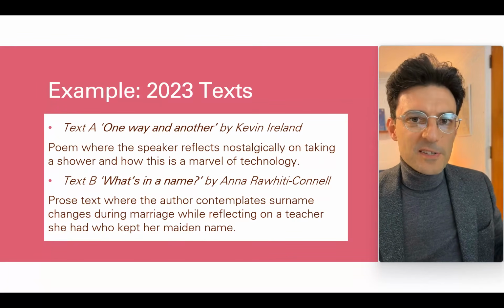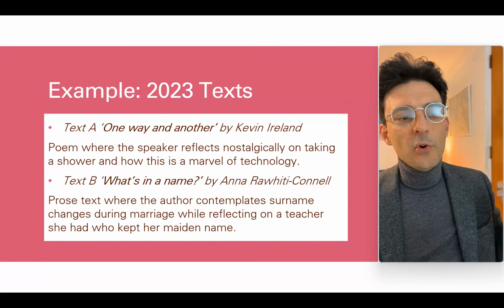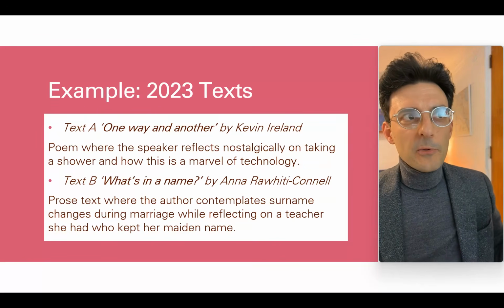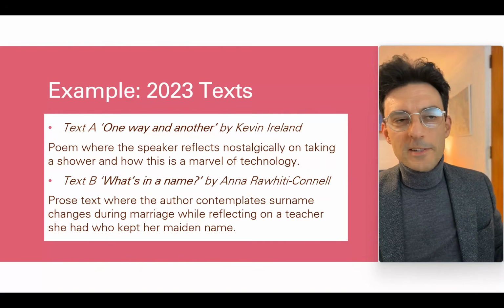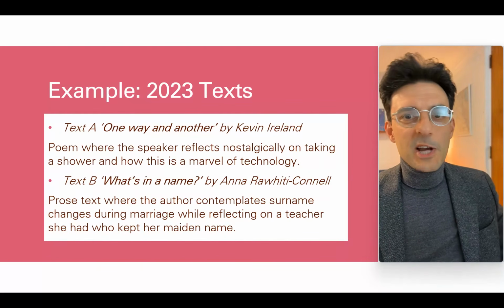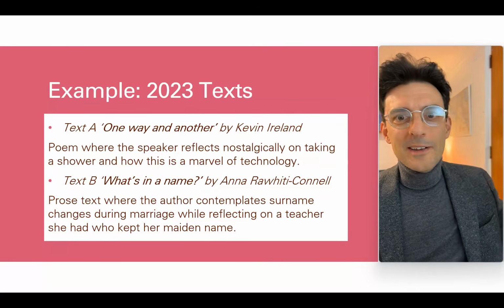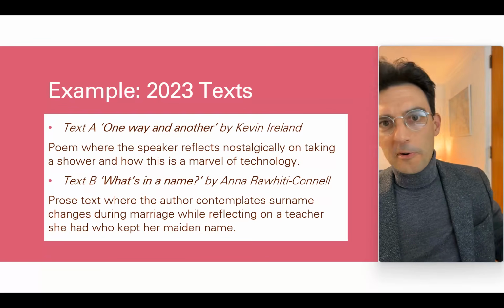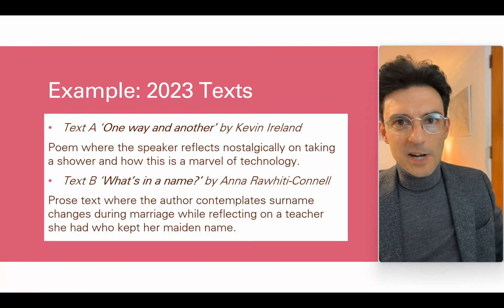Anyway, I digress. In 2023, there were two texts. The first one was text A. It was called One Way and Another, and it was a poem by this guy called Kevin Ireland. And yeah, it'll sound pretty weird, but it's about a guy who's taking a shower, and he's reflecting nostalgically on taking a shower as a kid, and how the technology of showering has evolved in his lifetime to become this modern marvel that it is now, and how great it is to take showers, which, yeah, we can all agree that's true.